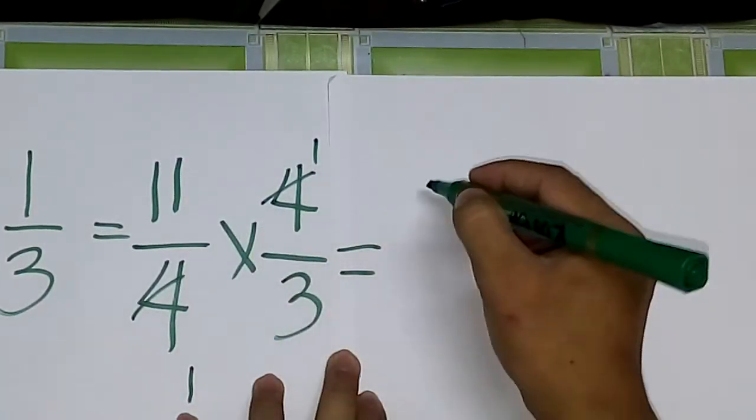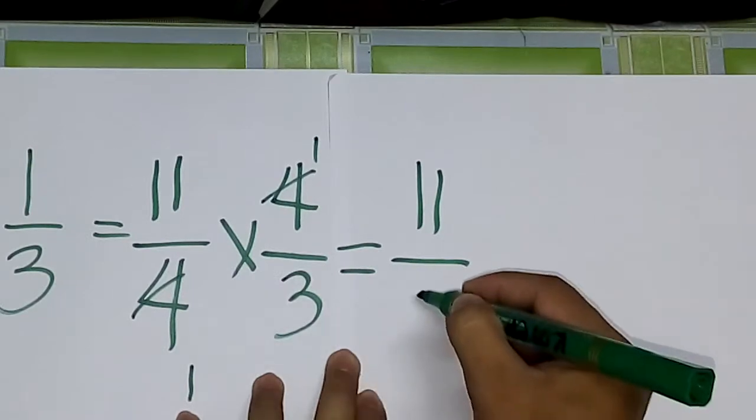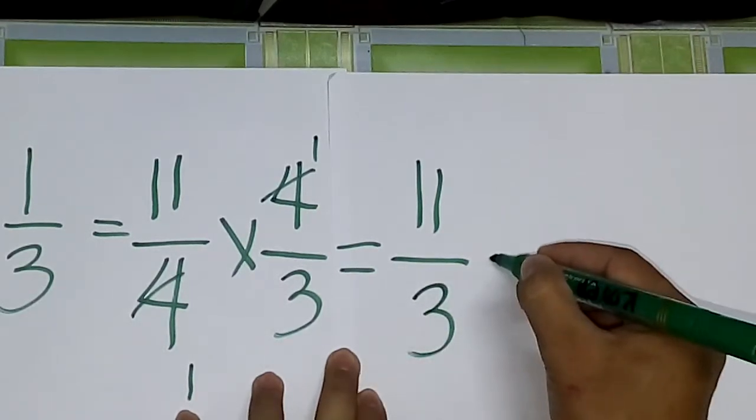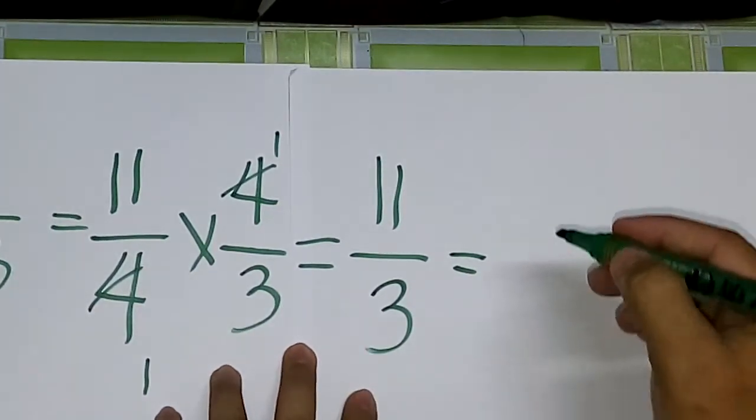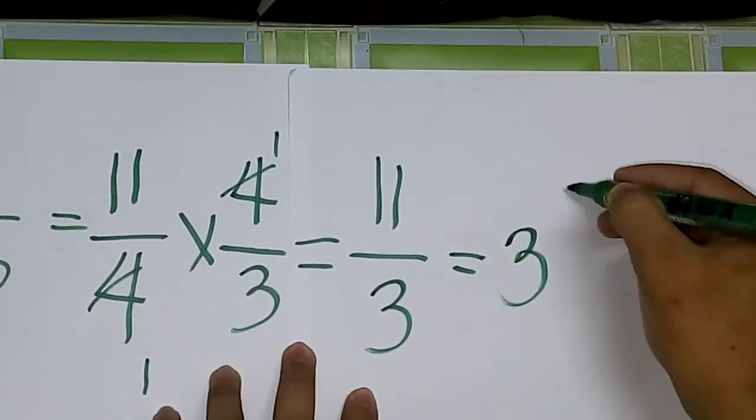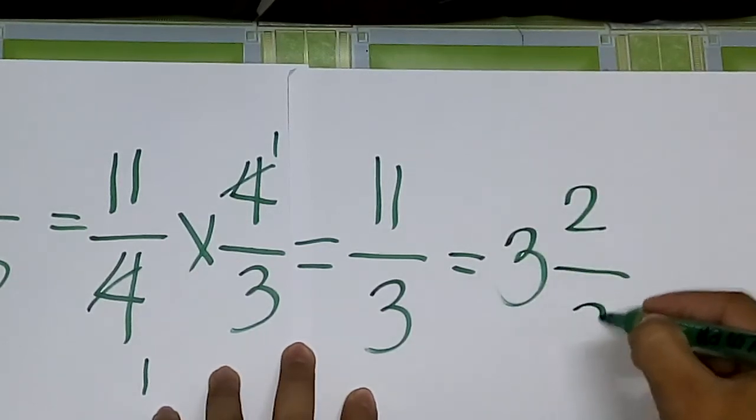So 11 times 1 is 11. 1 times 3 is 3. So we can simplify. So that is 3 and 2/3.